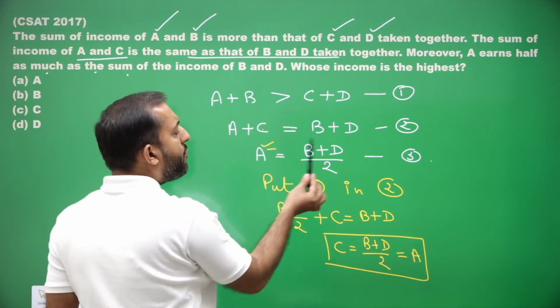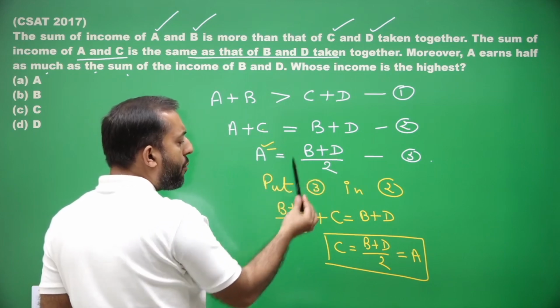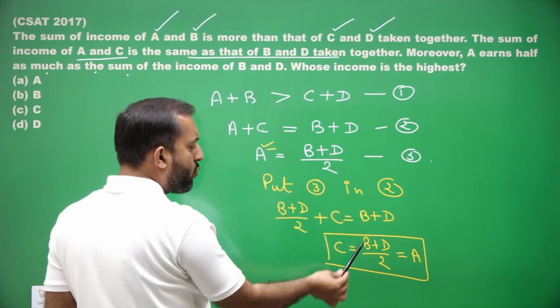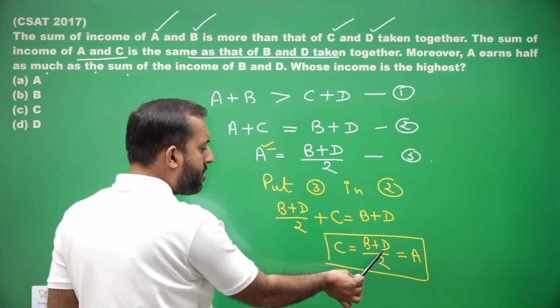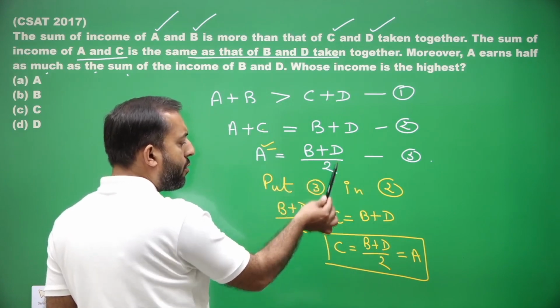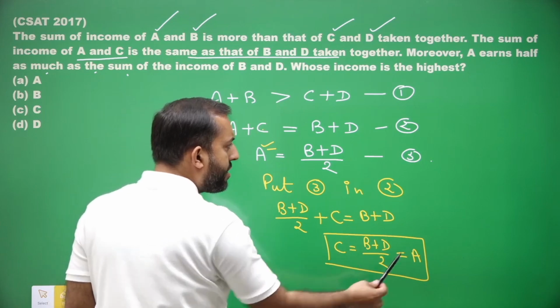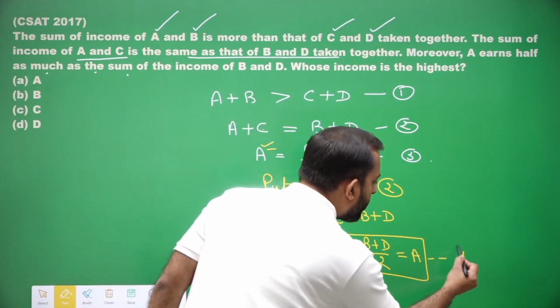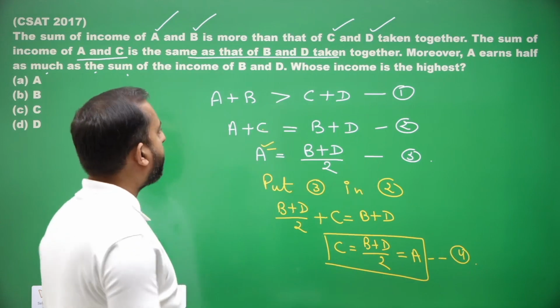From equation 3 we got A is equal to B plus D upon 2, and by solving this we also get that C is equal to B plus D upon 2. A is B plus D upon 2, C is also that, so the values of A and C are equal. Let's say this is our equation number 4.